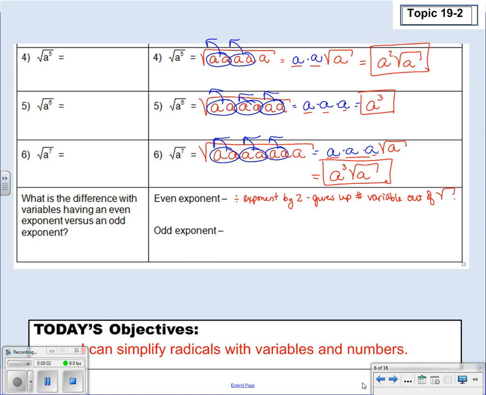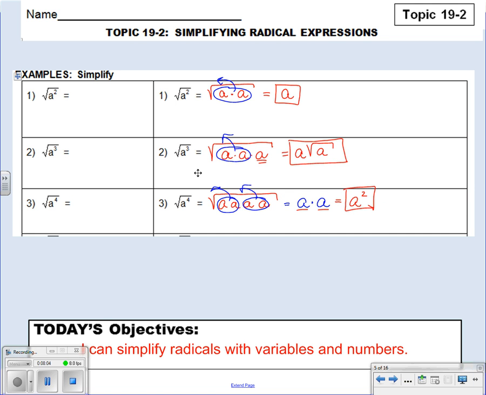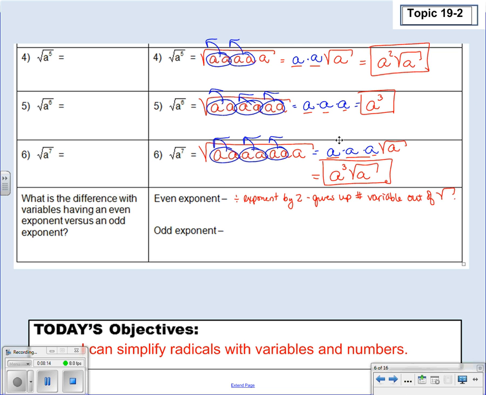Now if it's an odd exponent, let's look at that one. We have a cubed, I end up with a and then a square root of a. A to the 5th, we have a squared and then a square root of a. A to the 7th, we have a cubed and a square root of a. So something that you should notice is that if it's an odd exponent, you will always have a square root of a, or square root with the variable still remaining inside.